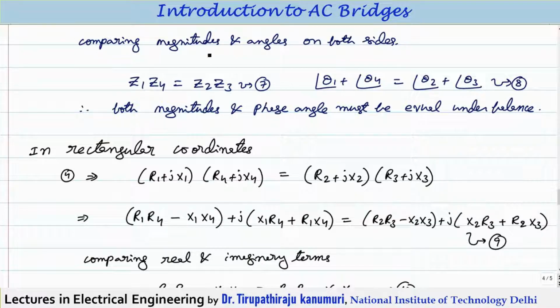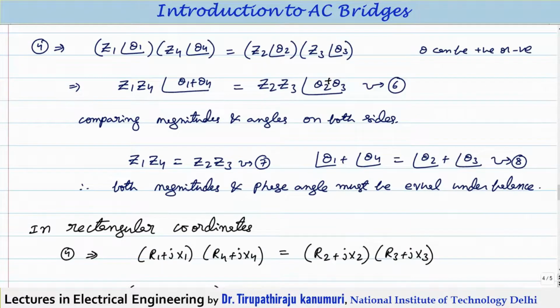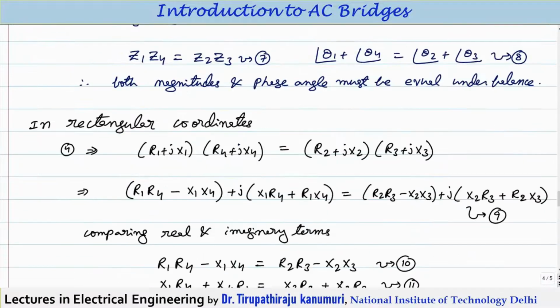Now comparing the magnitudes and angles on both sides. You can compare the magnitudes here: Z1 Z4 is equal to Z2 Z3. That is one condition, and the second condition is theta 1 plus theta 4 is equal to theta 2 plus theta 3. You can see that you are getting two equations, and both equations should be satisfied. That means both the magnitude and phase angle must be satisfied. Let us see in the other system, that means rectangular coordinates.